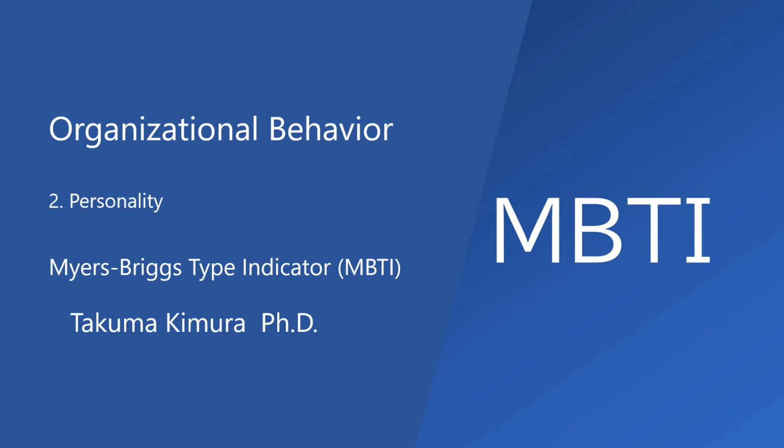In this video, I will provide you with a brief explanation of Myers-Briggs Type Indicator, widely known as MBTI. The Myers-Briggs Type Indicator is a personality assessment tool widely used to understand individual psychological preferences and how they perceive the world and make decisions. Based on Carl Jung's theory of psychological types, the MBTI categorizes personality into 16 distinct types derived from 4 dichotomies.